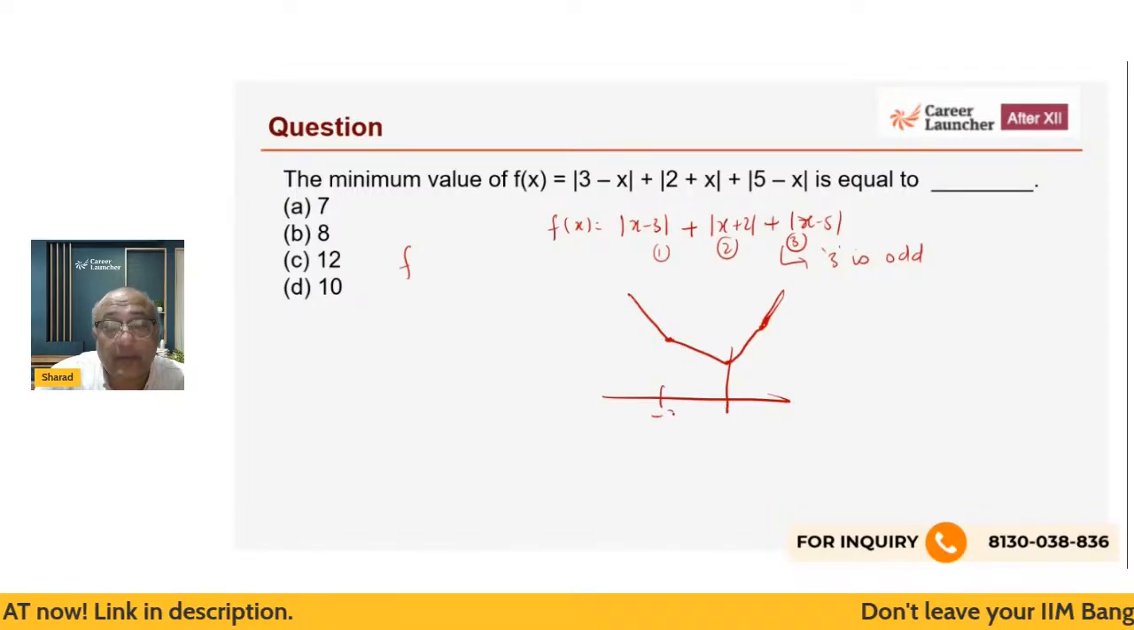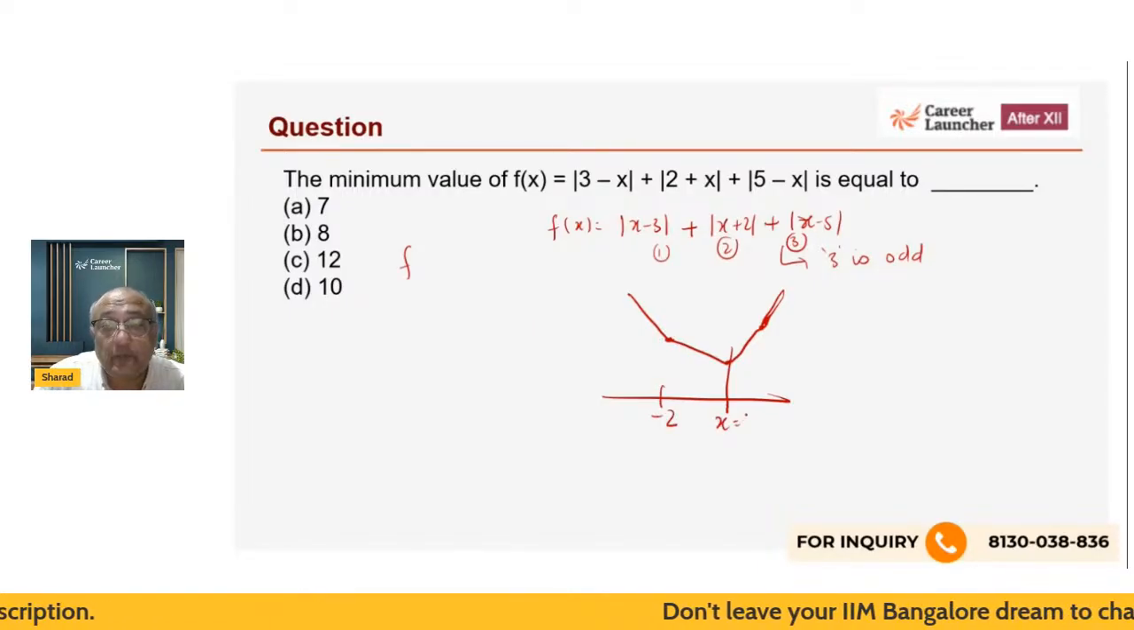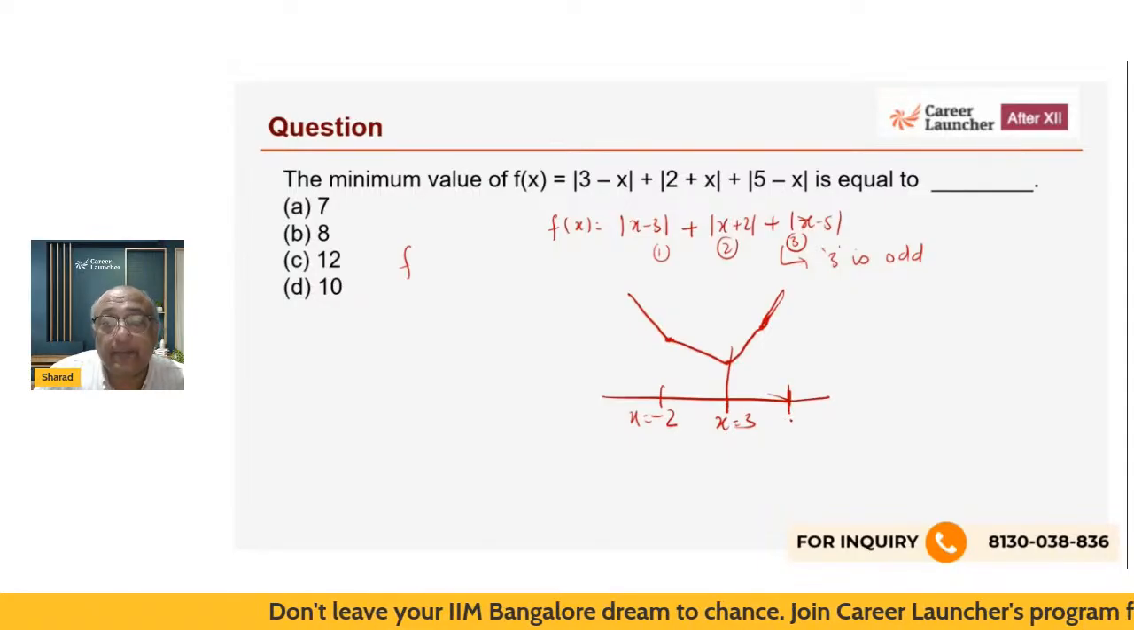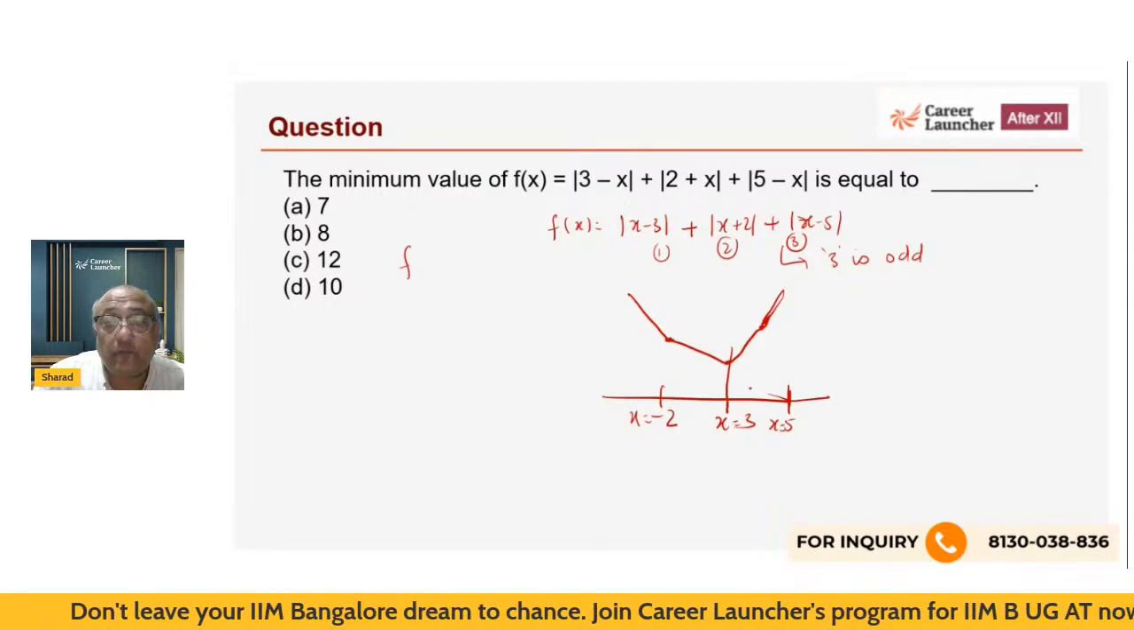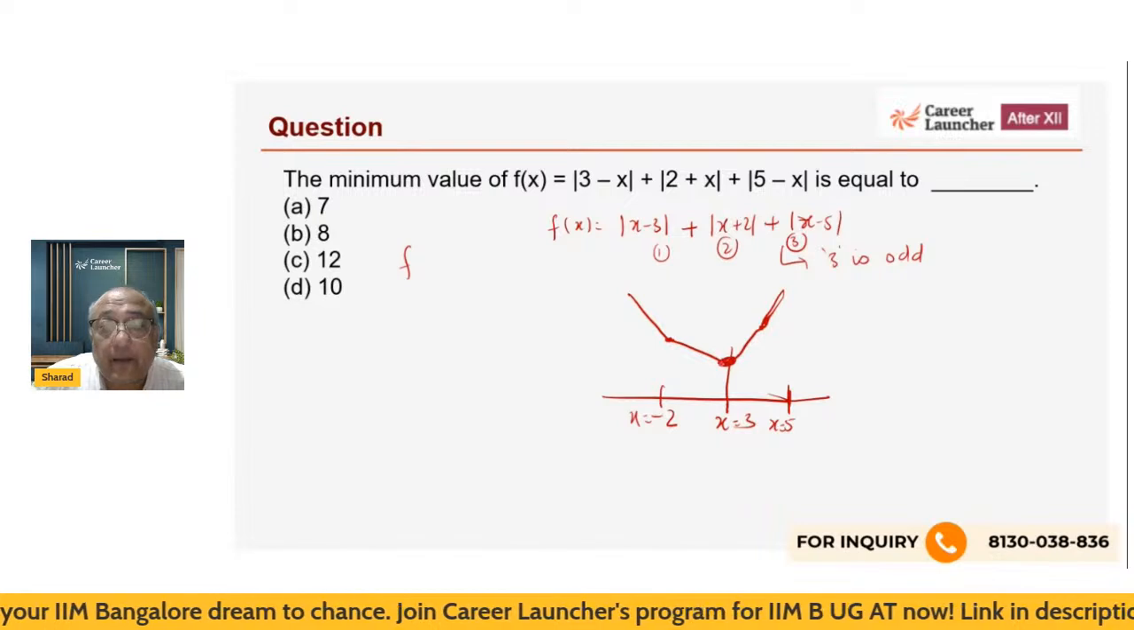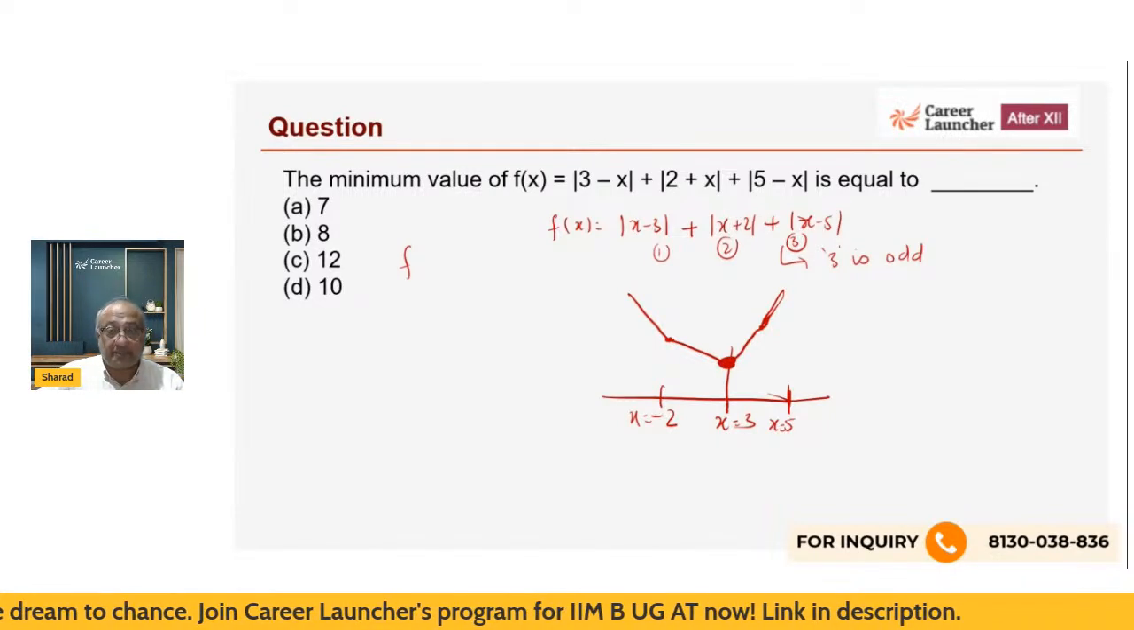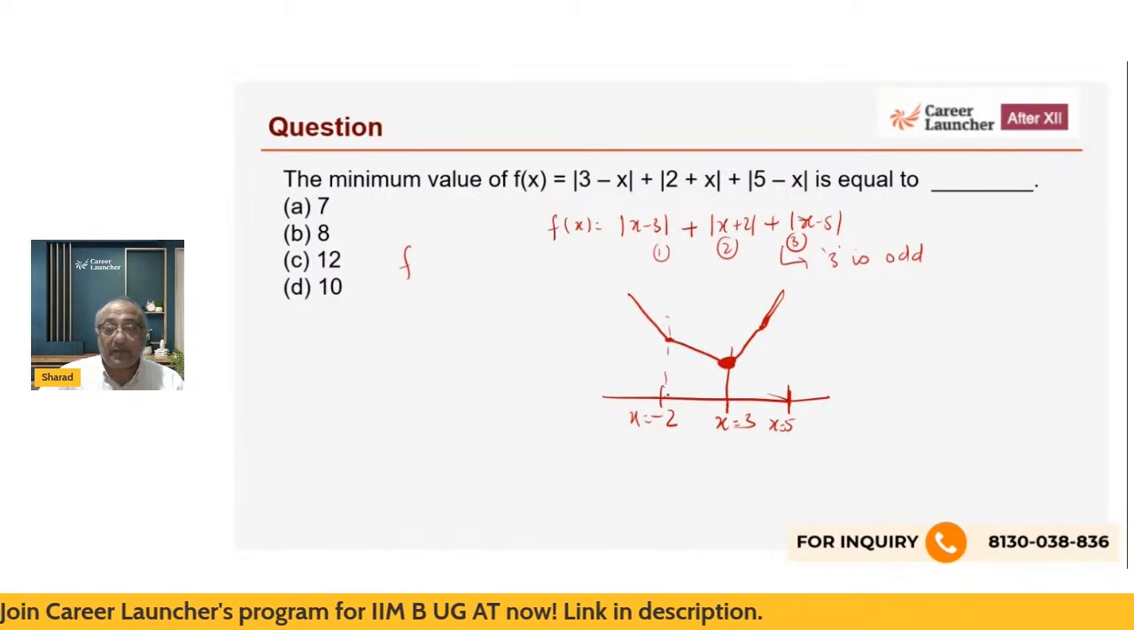X is equal to minus 2, x is equal to 3, and x is equal to 5. This is what? My number line. X is equal to 5. This is minima, x equal to 3, finished. This is x is equal to minus 2. This is x is equal to 5.